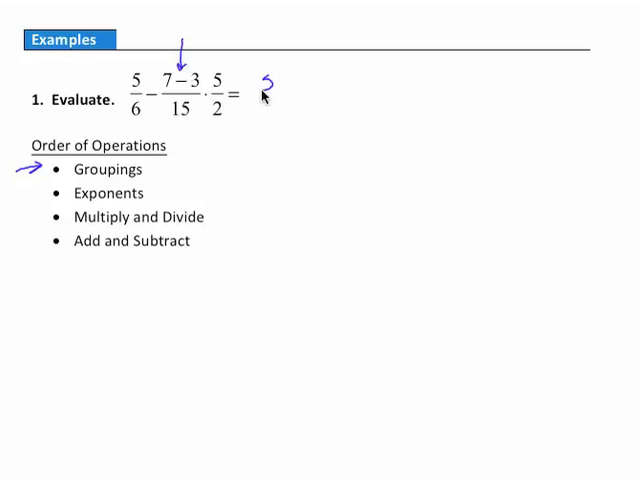But before I do that, I'm going to copy everything else down, leaving that numerator blank, so I don't forget anything in my expression. Now let's evaluate. 7 minus 3 is 4, so that's going to go in the numerator of that fraction. I don't have any other groupings, so I'm going on to exponents now. I don't have any exponents in my expression, so I'm moving on to multiplication and division, and I do have some multiplication right here.